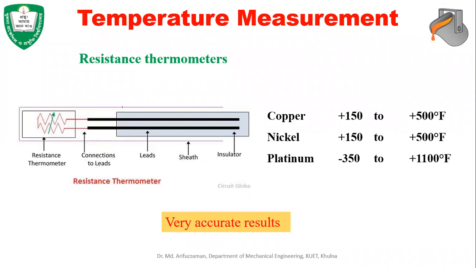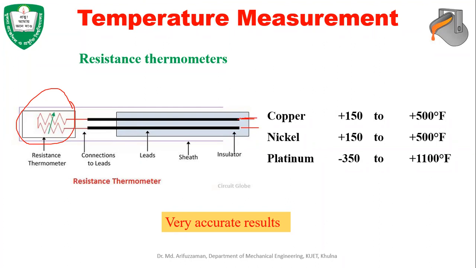All right, the next one is the resistance thermometer. For the resistance thermometer, we use the change of resistance due to the change of temperature. When the temperature of this region changes, the resistance in here also changes. We calibrate the change of resistance with the known temperatures, and then we can use this resistance thermometer to measure unknown temperatures. Okay, then how does it work?